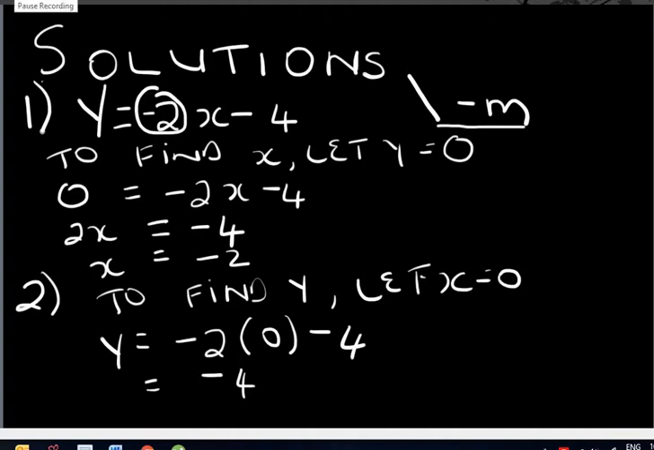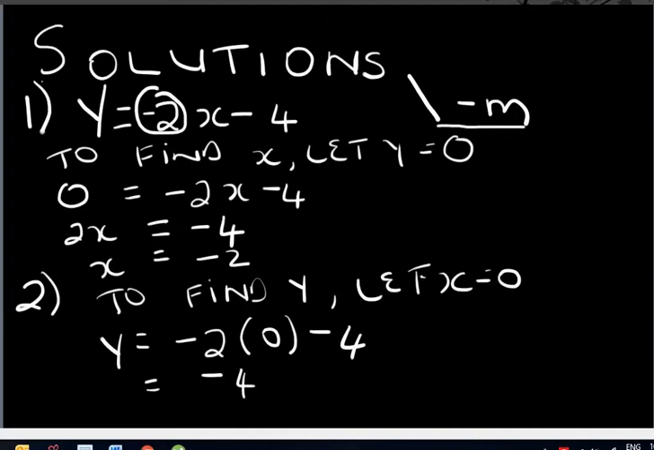Now let's look at the solutions to the previous exercise. We have to look at the gradient, and the gradient of this graph is -2, which means the direction of the graph will be negative. In order for us to find x, we let y equal to 0. So we will have 0 is equal to -2x minus 4.